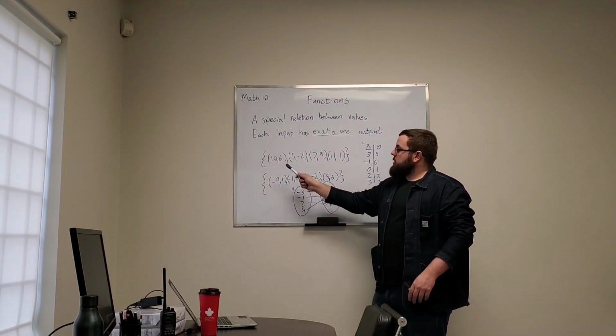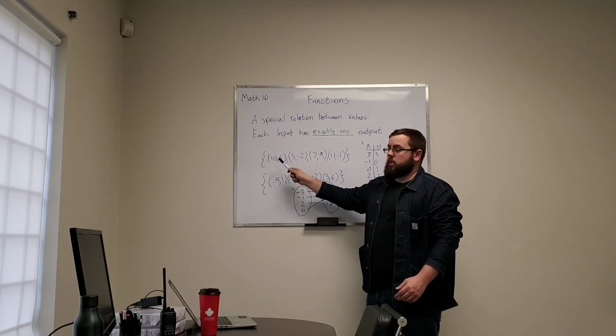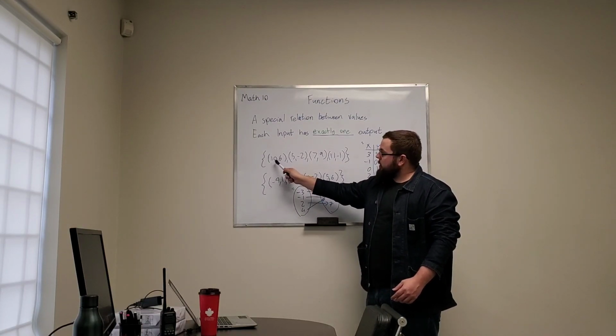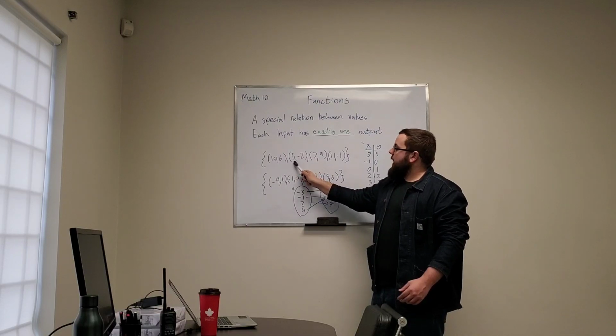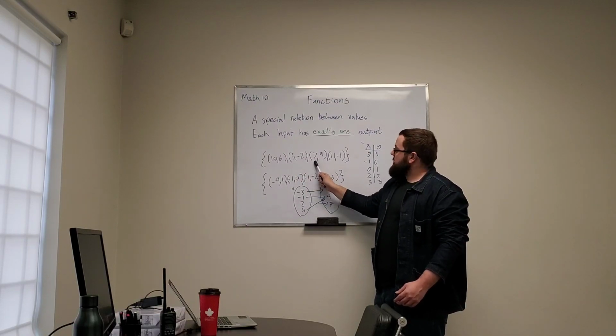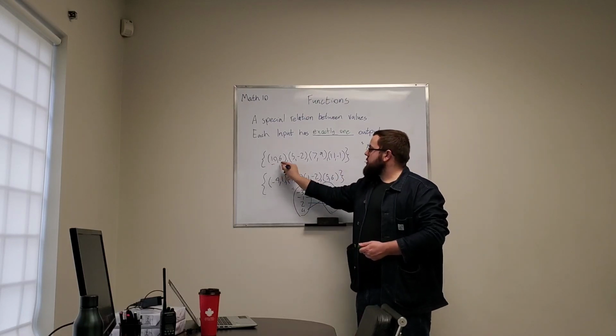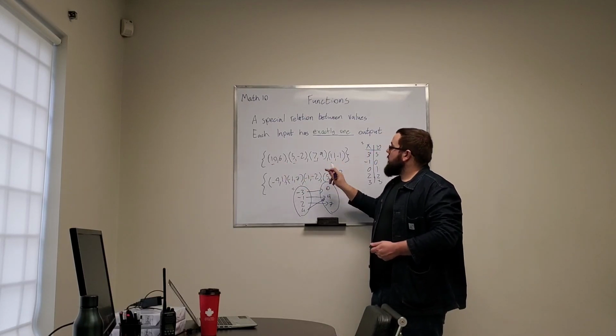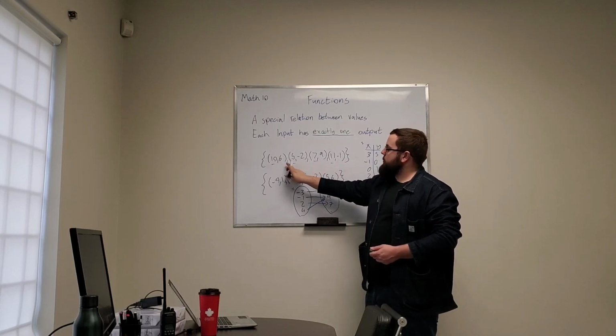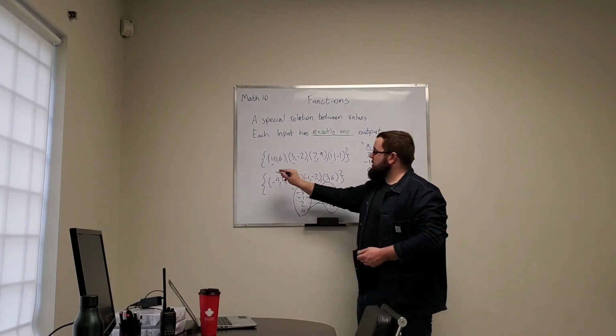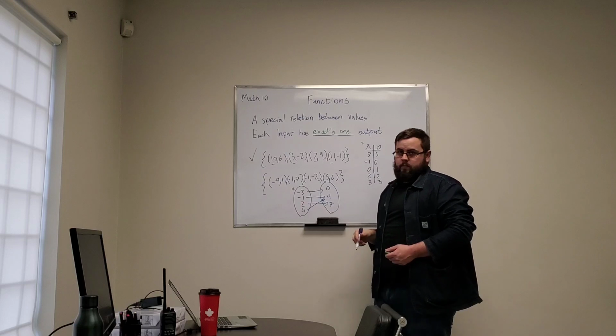So let's have a look here. 10 goes to 6, so that's one input going to one output. 5 going to -2, 7 to 9, 11 to 1. So all of our x values are corresponding to a particular y value. So this is a function.